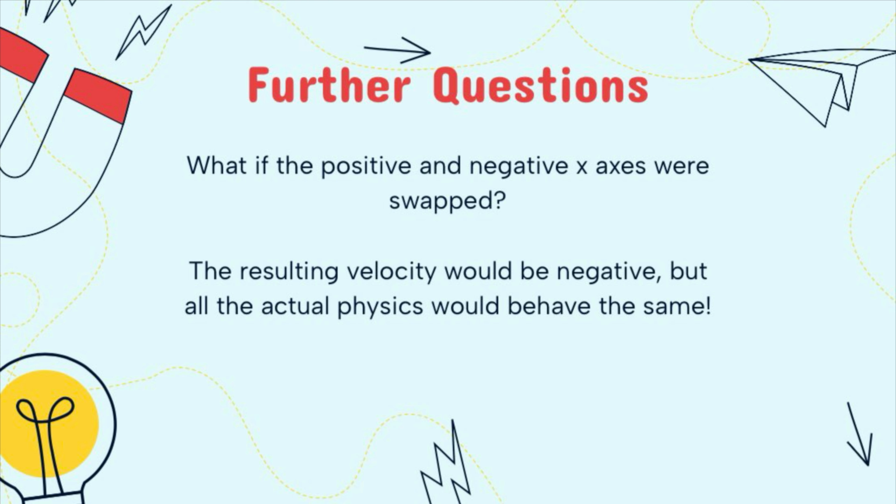So further questions, what if the positive and negative x-axes were swapped? Basically, the resulting velocity would be negative, but all the actual physics would behave the same.